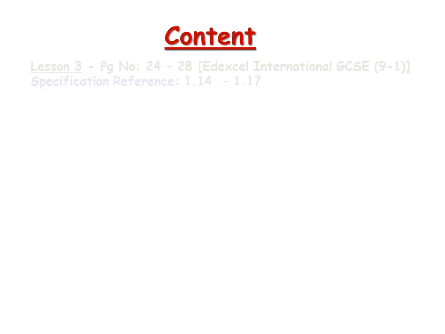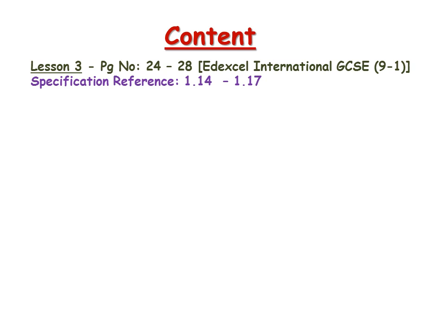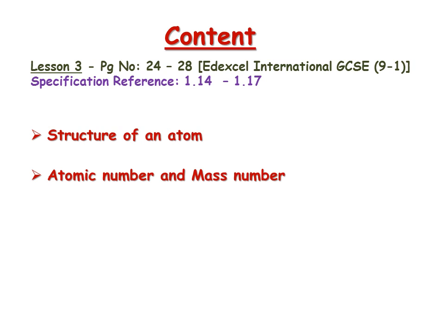This is the third lesson from the student book and it is from page number 24 to 28, and you can also refer to the specification, that is from 1.14 to 1.17. And here is the content for you children. We are going to learn the following topics: structure of an atom, atomic number and mass number, isotopes and the relative atomic mass.